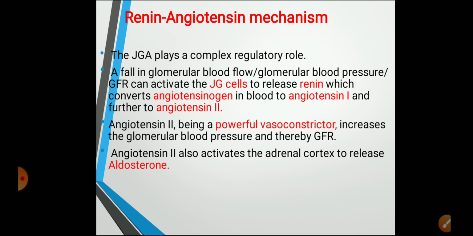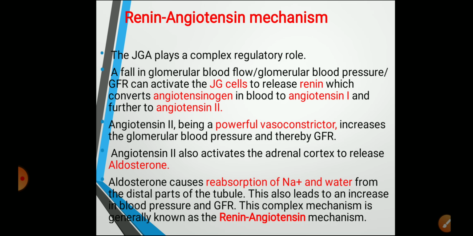Adrenal cortex secretes a hormone by the name aldosterone. So angiotensin 2 activates the adrenal cortex to release this hormone aldosterone. And the function of aldosterone is it helps in the reabsorption of sodium ions as well as water from the distal parts of the nephron. This also leads to an increase in the blood pressure and thereby the GFR, glomerular filtration rate.